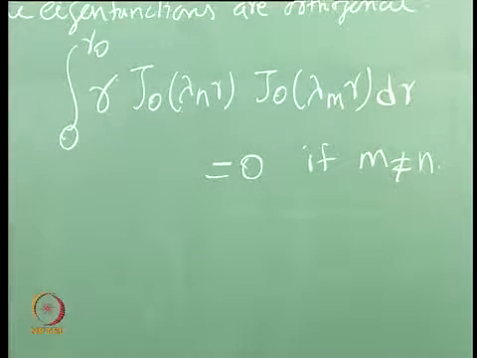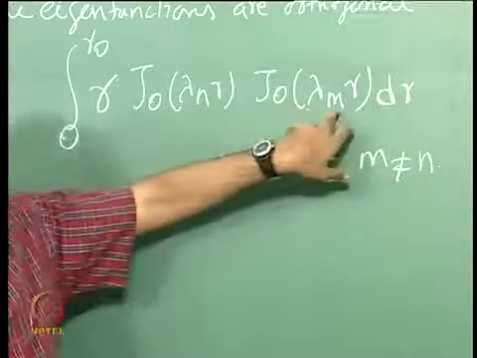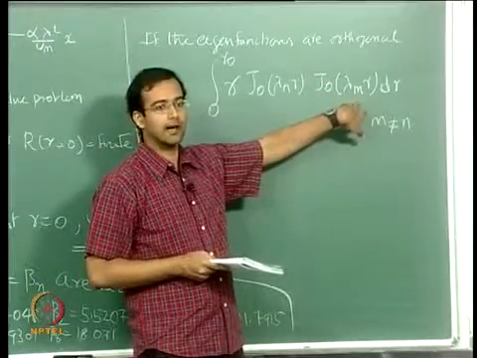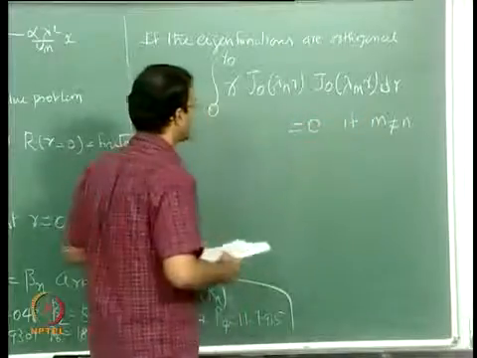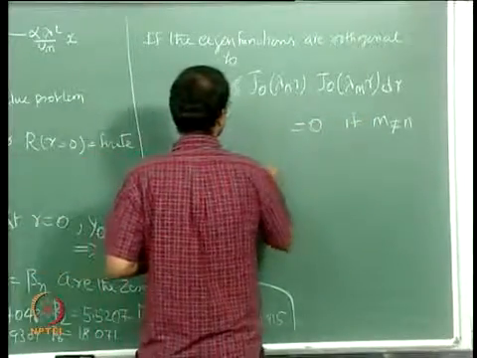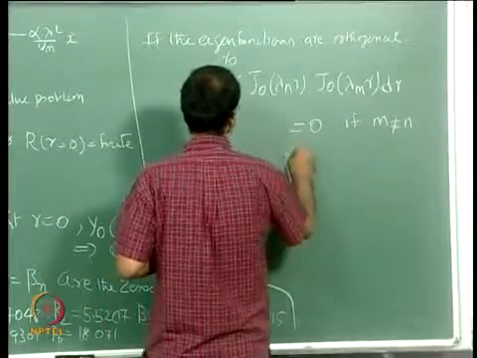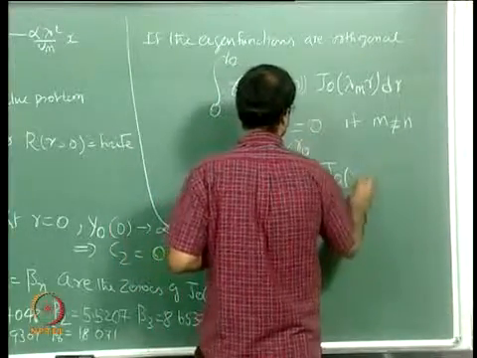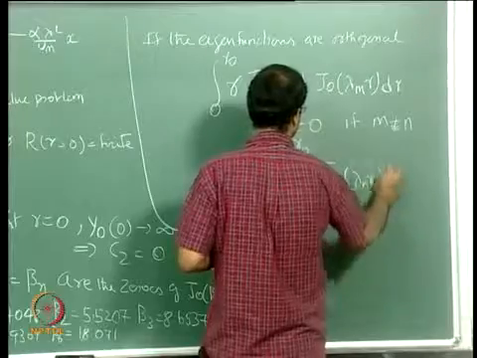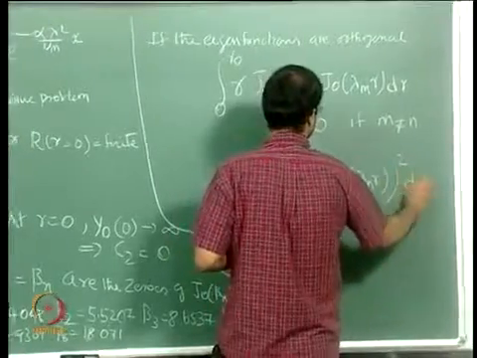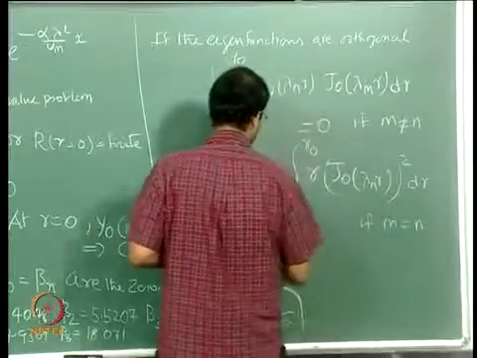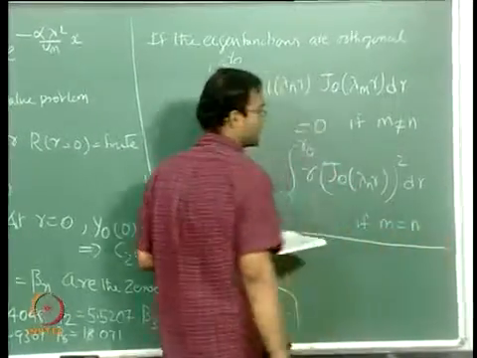So only if m equals n, the eigenvalue integer corresponds exactly the same, then you have some finite, non-trivial value. So this will be equal to the integral from 0 to r naught of r into J naught lambda n r, the whole square, into dr, if m equals n. So this is the principle of orthogonality basically.